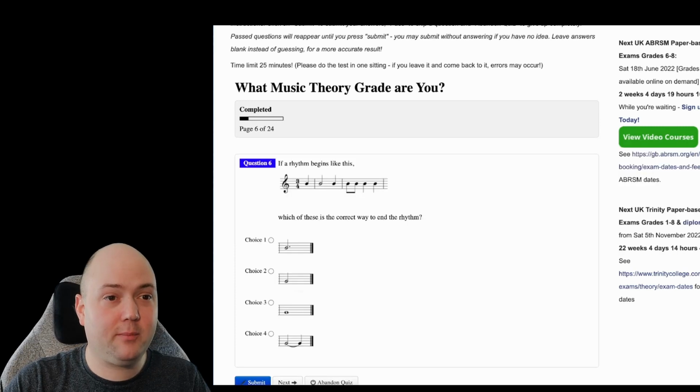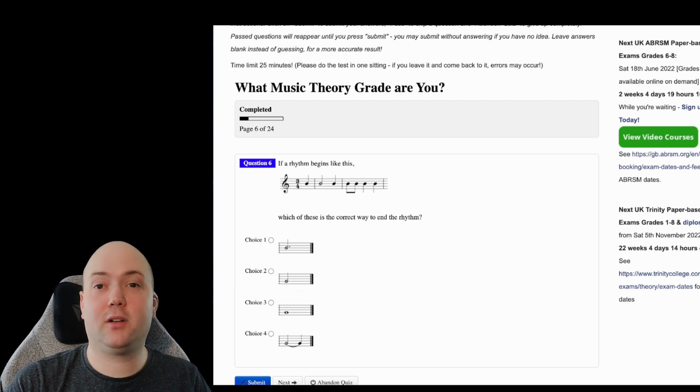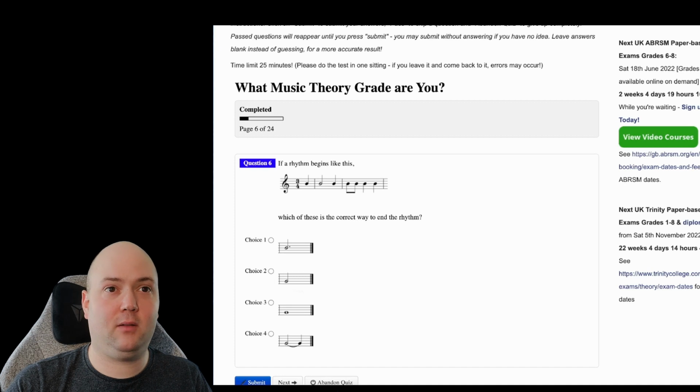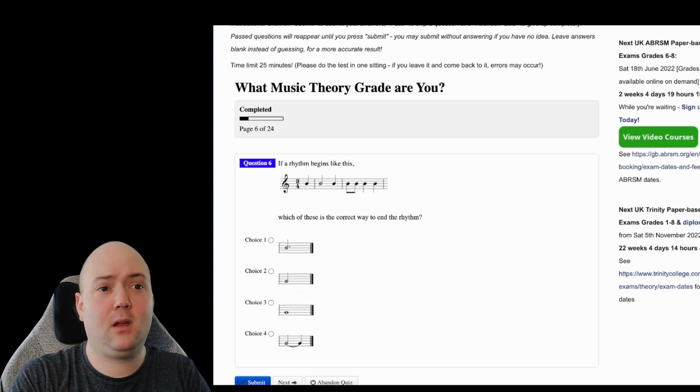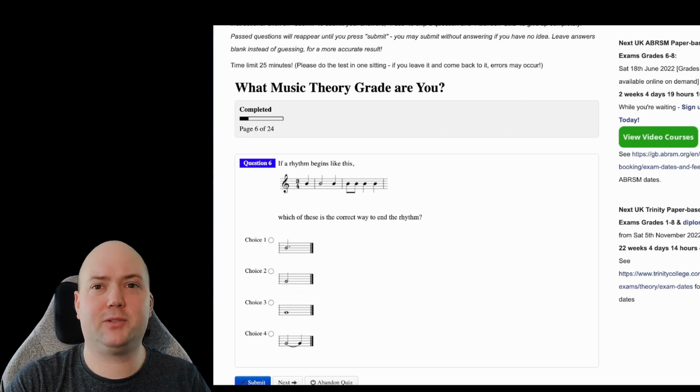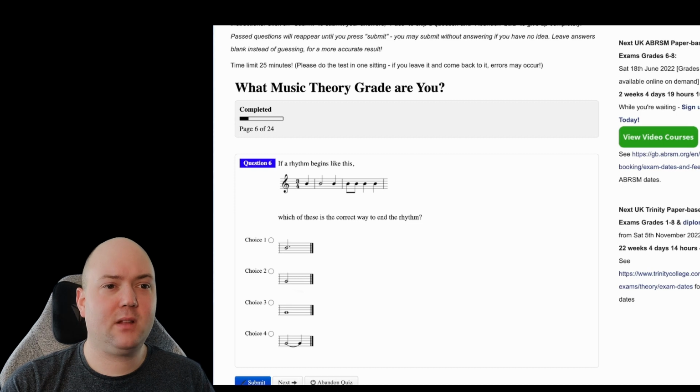Okay, if the rhythm begins like this, which of the following is the correct way to end the rhythm? This is, again, another very, very silly way of teaching things. I remember this when I was first starting out in elementary school. I actually started in 3rd grade on trumpet, so I was about 8 years old. And this was what we were taught.